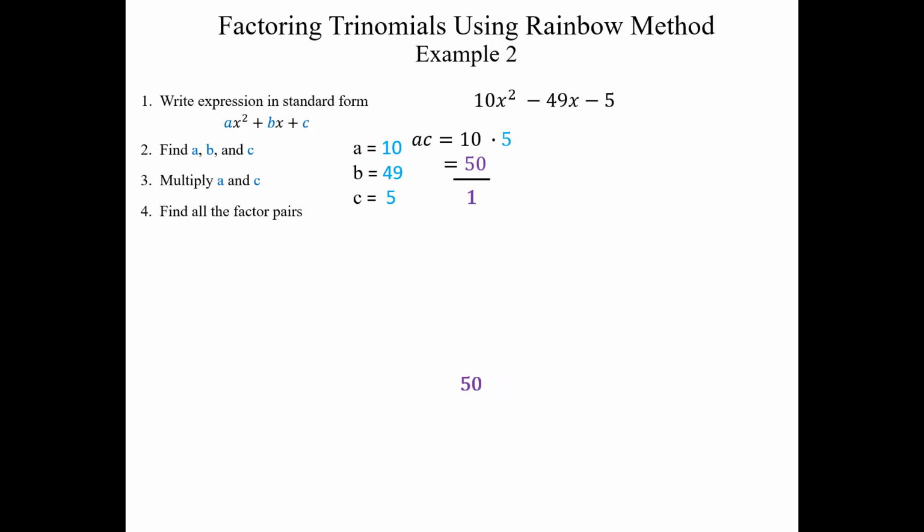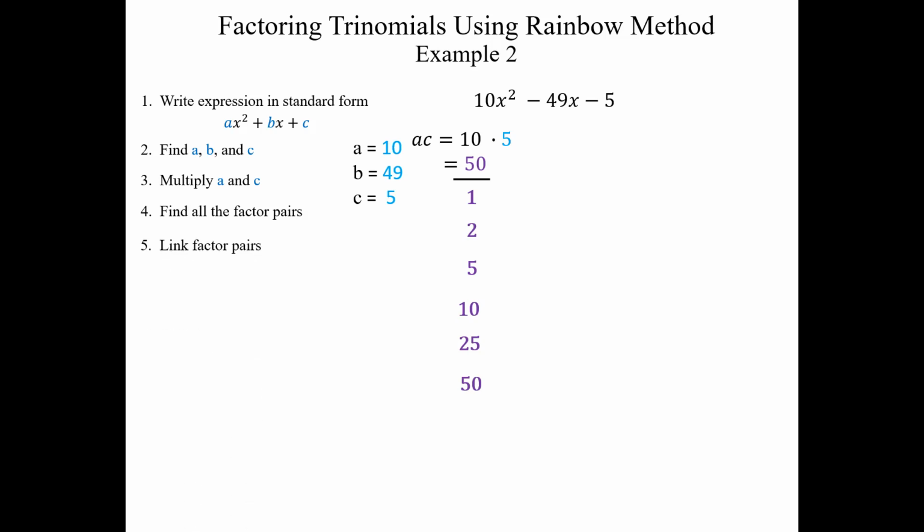We next increase the 1 to a 2. Yes, we can factor that. 2 times 25. The next factor that'll work would be 5, and 5 times 10 gives us 50. And none of the numbers in between 5 and 10 will factor into 50. So we have found all the factor pairs.